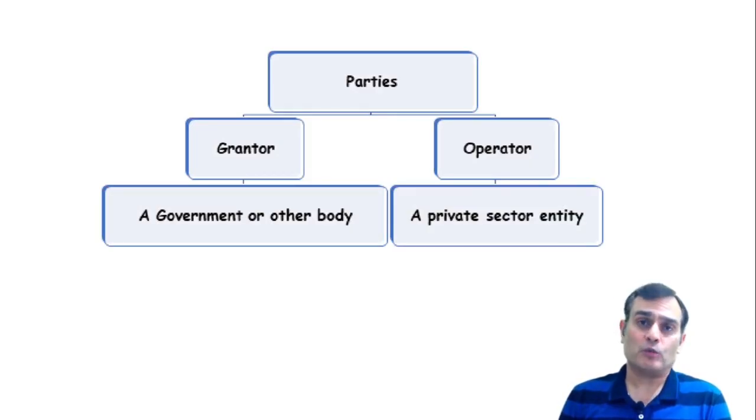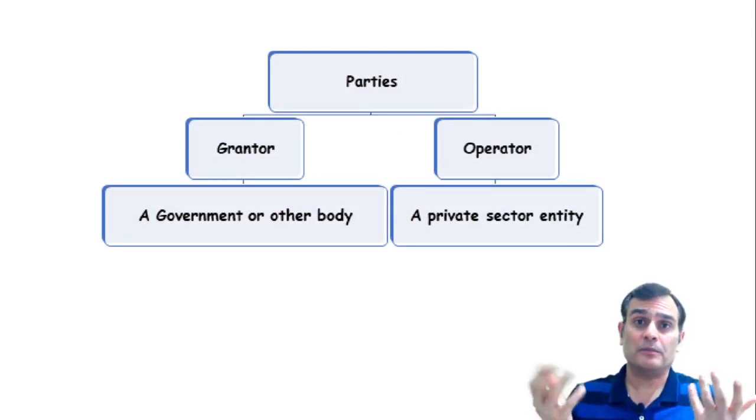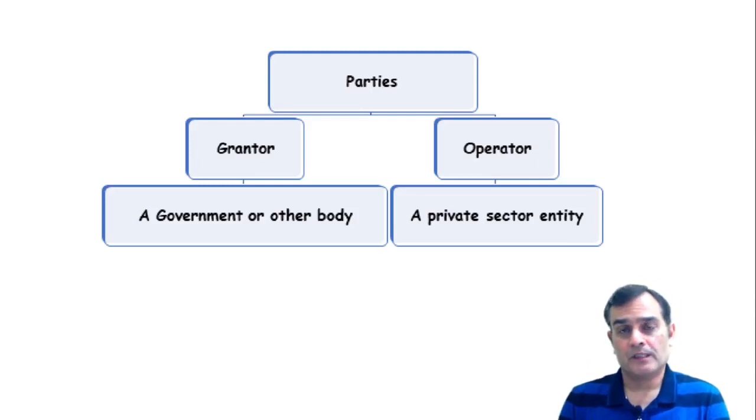Well, the first question that comes to mind is: when you look at an arrangement, it has to be between two parties. So when you look at an SCA, that's called a service concession arrangement. Now, which are the two parties involved in this particular arrangement? One of the parties is called a grantor and the other party is called an operator. Now, what is a grantor?